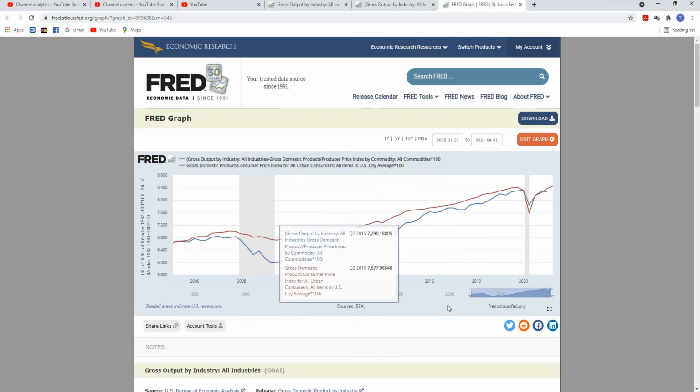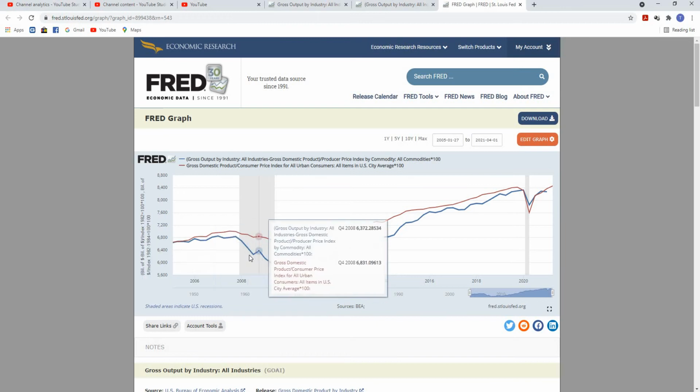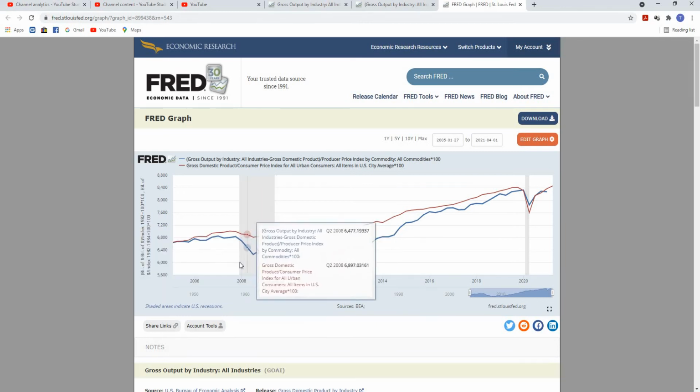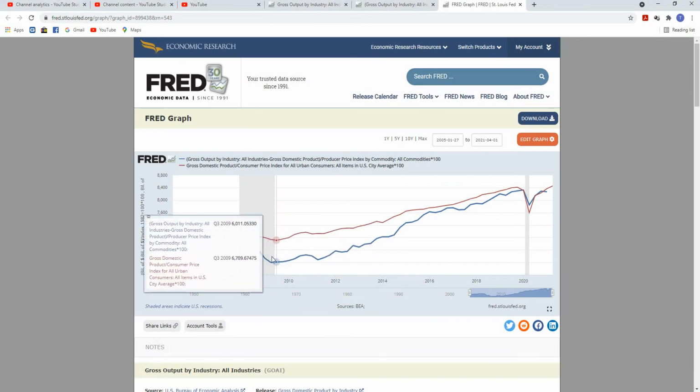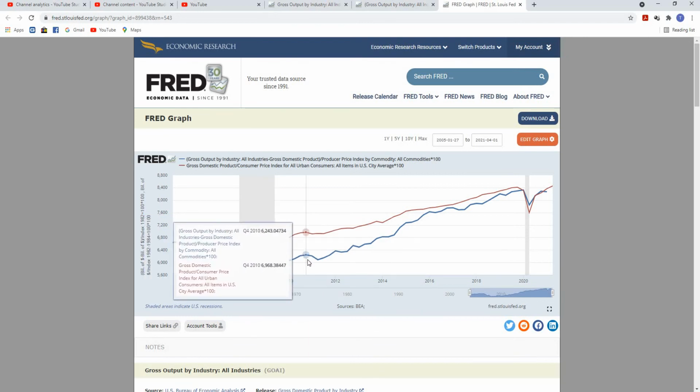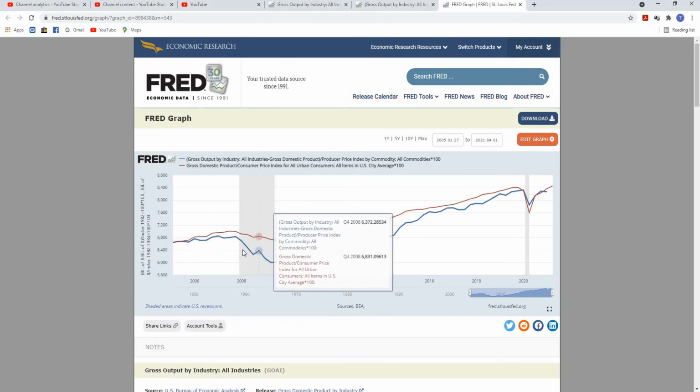Well, it's because of this right here. This blue line is your producer side of the economy. Your red line is your consumer side of the economy. The blue line is controlled by producer prices. Your red line is controlled by consumer prices.